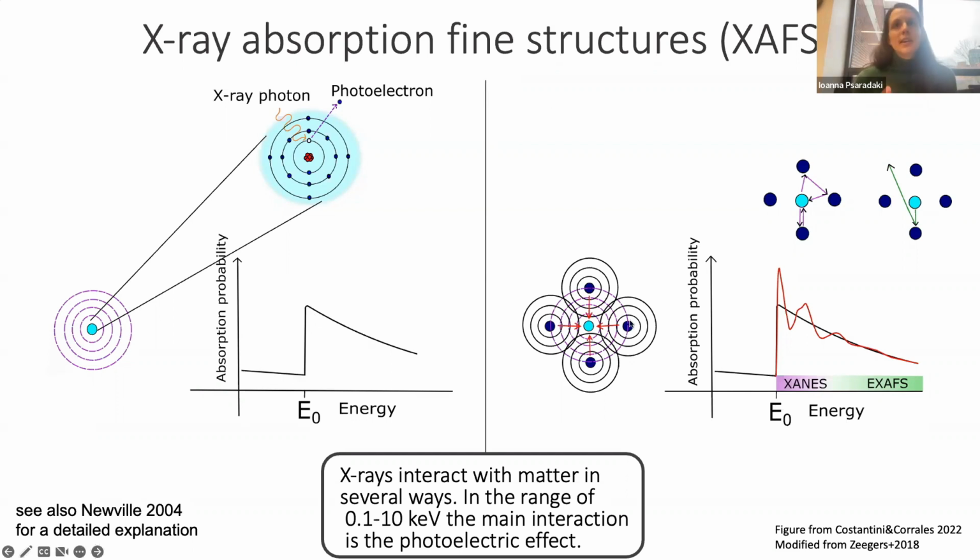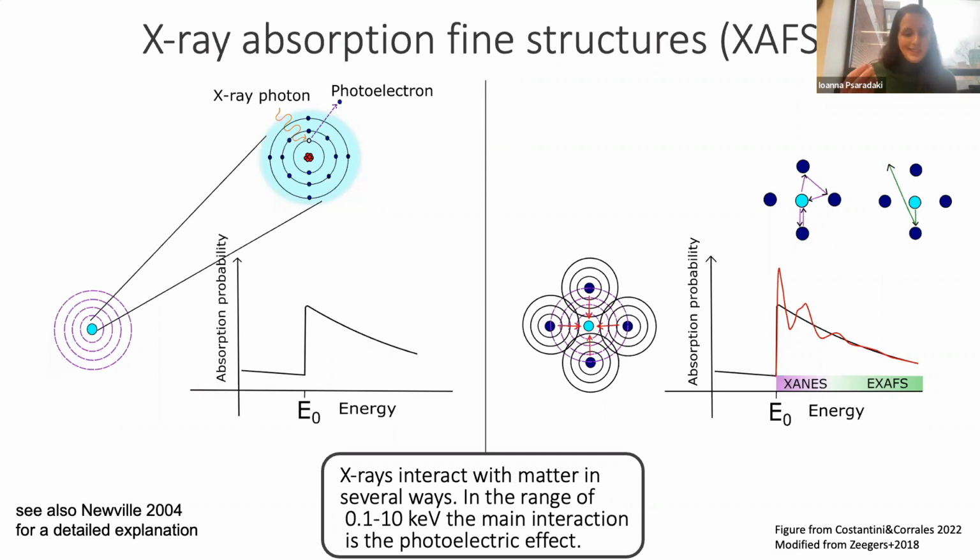Now, let's go to the case where we have dust, solids. The situation is a little bit different because the outgoing photoelectron will interact with the neighboring atoms. So it will modify the wave function and, because of constructive and destructive interferences, we will get around the photoabsorption edge a pattern, which is basically the fingerprint of interstellar dust.